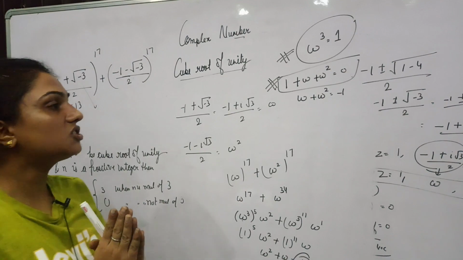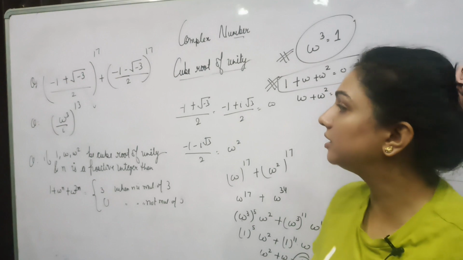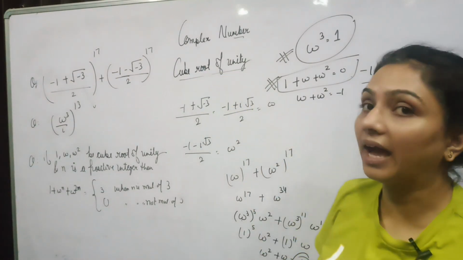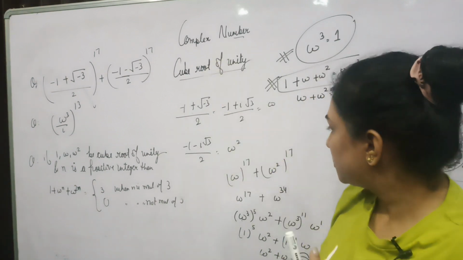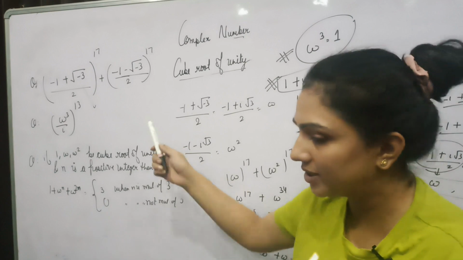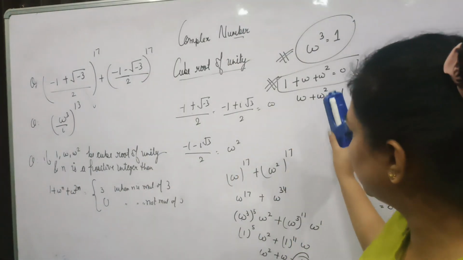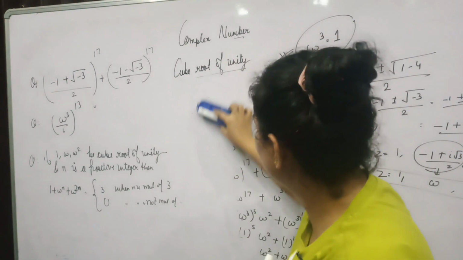This is the interesting topic of class 11. You have many interesting topics, but the cube root of unity is the interesting and the scoring part of complex numbers. So we will get to the next question. The question number 2 is, hope you noted.